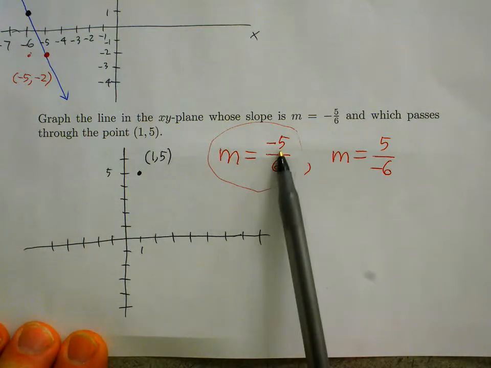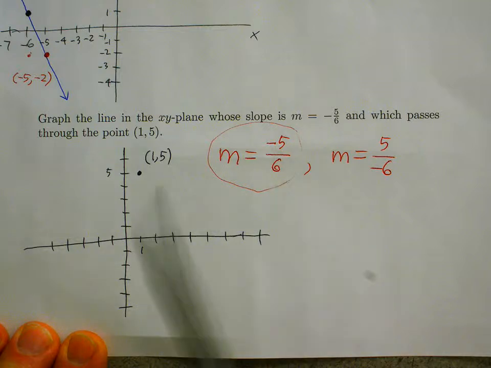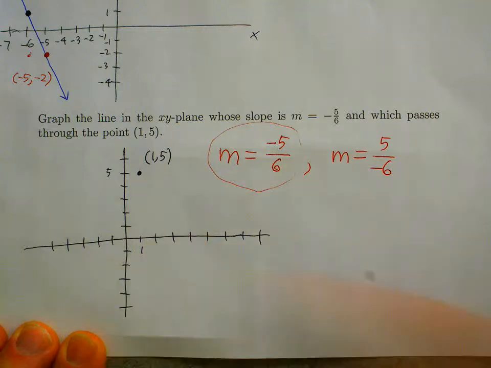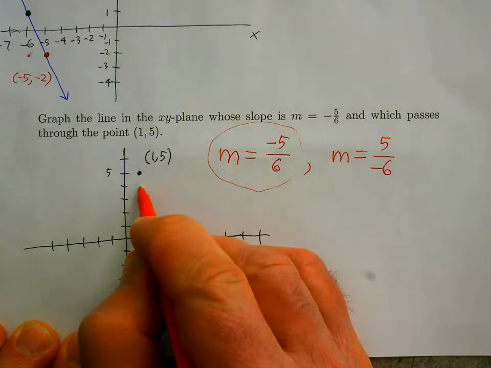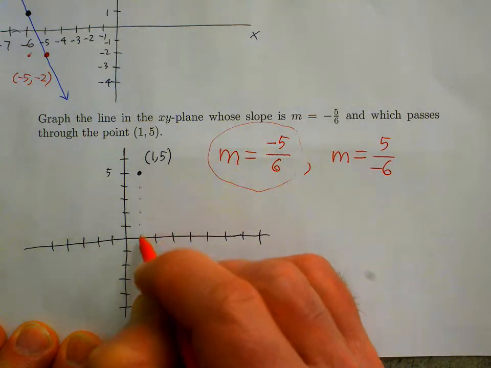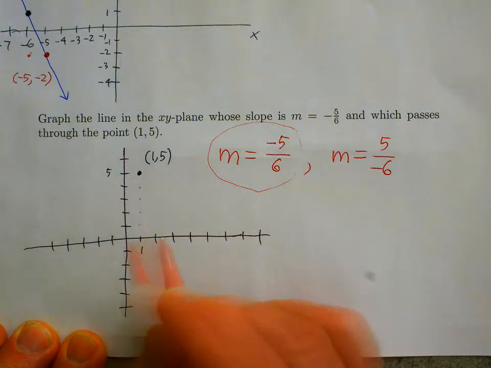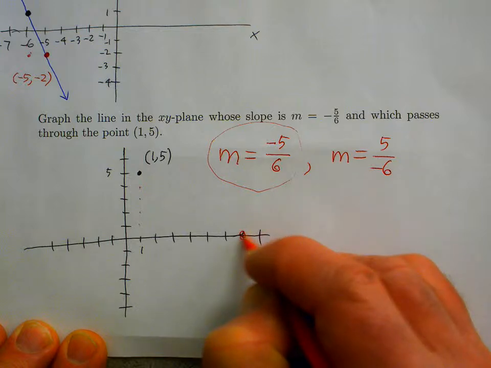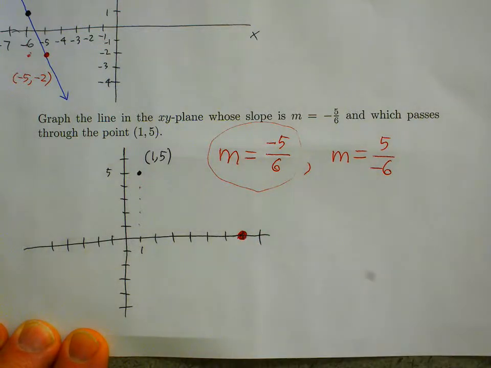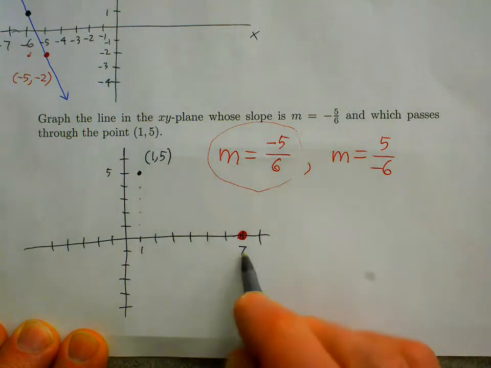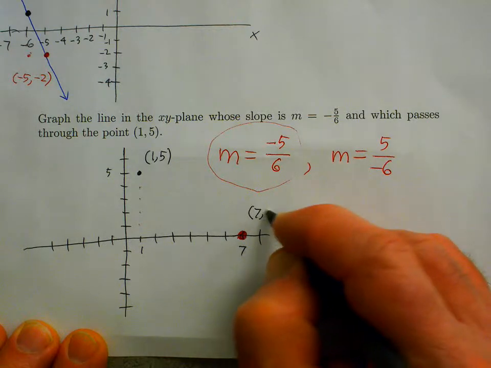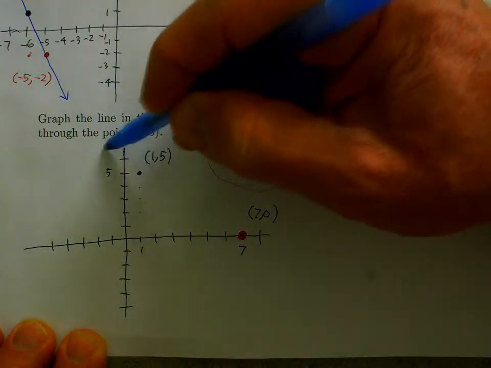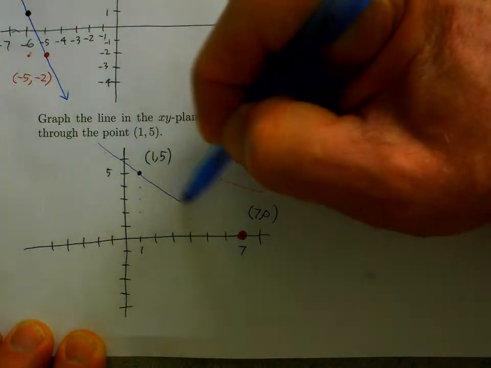So if the rise is -5 and the run is 6, from this point, 1, 5, a rise of -5 means move vertically down 5 units, so 1, 2, 3, 4, 5. Then move to the right 6 units, 1, 2, 3, 4, 5, 6. We're at this point. So this ordered pair is 7, 0. And then we draw a straight line through those 2 points.